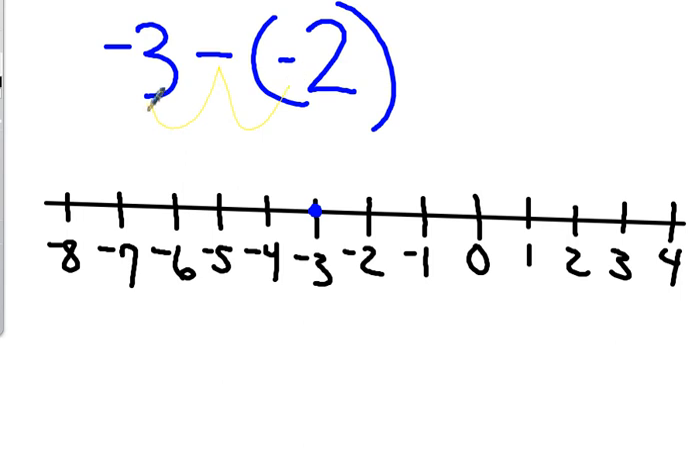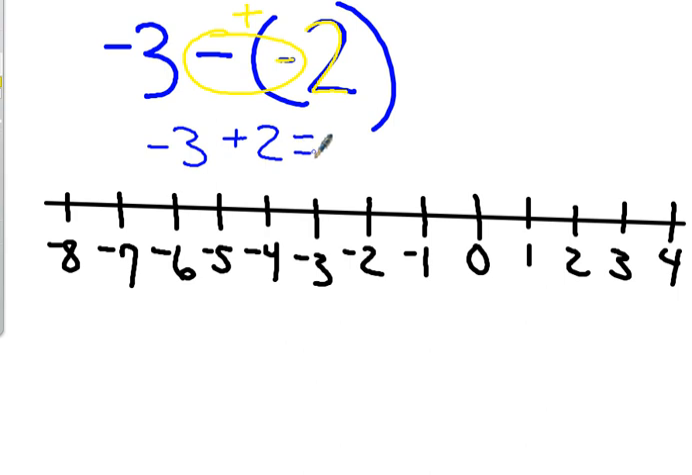So we're going to start off at negative 3 and we're going to go left. No, we're going to go right 2. And this is why. You can kind of think about this as simply, what is the opposite of the opposite? The opposite of the opposite always is positive. So with the number 2, what is the opposite of 2? Negative 2. What is the opposite of negative 2? Positive 2. Therefore, these two negatives simply make a positive. So my new expression could simply be negative 3 plus 2, and I could have my answer.